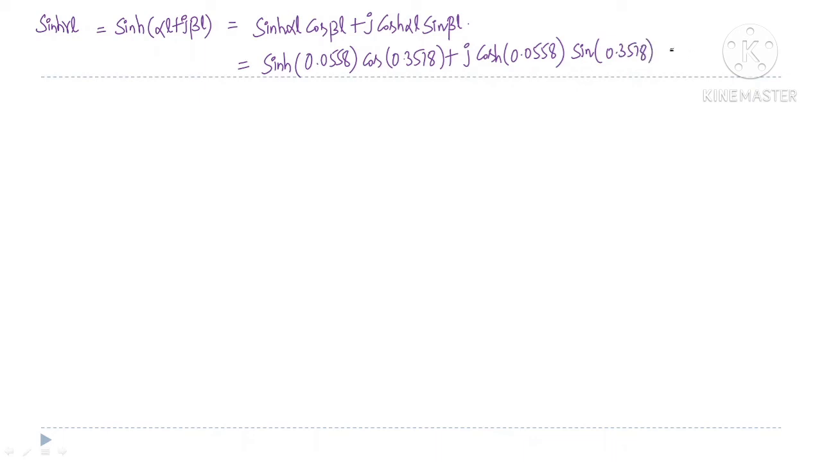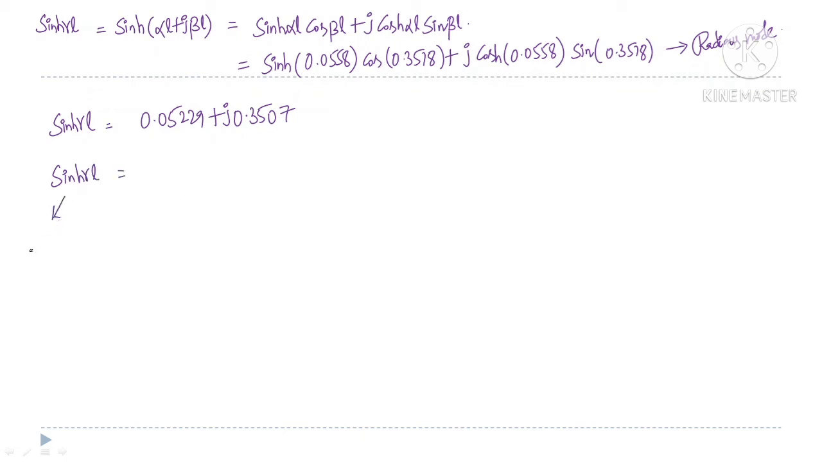Remember, while you are calculating this, you need to keep the calculator in radians mode, so that you will get sinh γL in radians mode. If you evaluate this with the help of a calculator, you will get 0.05229 plus j0.3507. Now converting this into polar form, what you need to do?